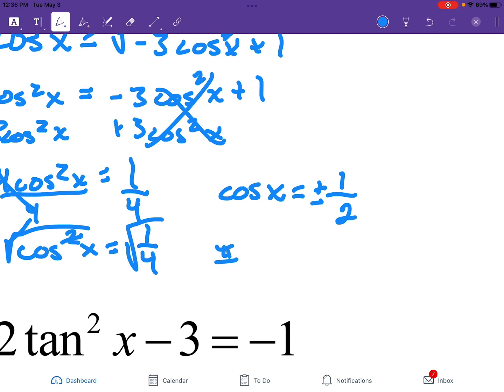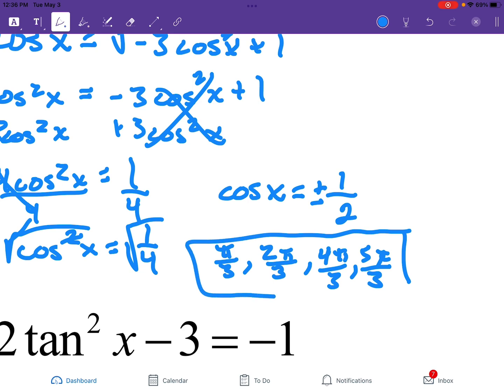So we have pi over 3, 2 pi over 3. We have 4 pi over 3. We have 5 pi over 3. It's a longer problem.